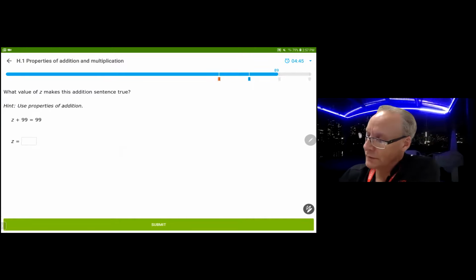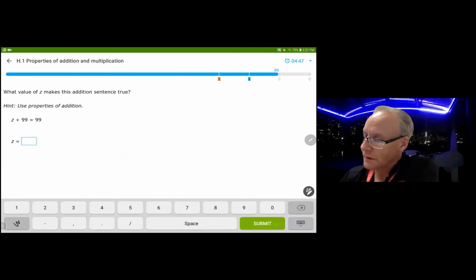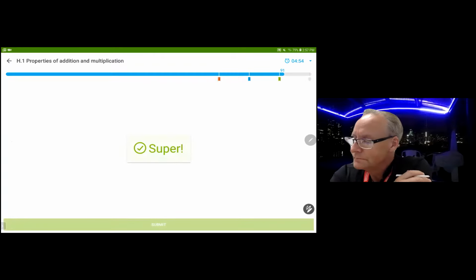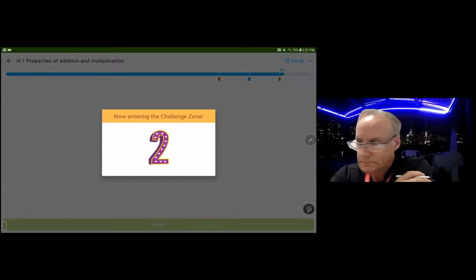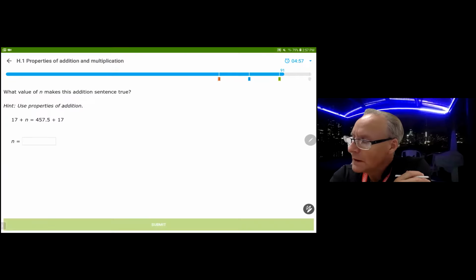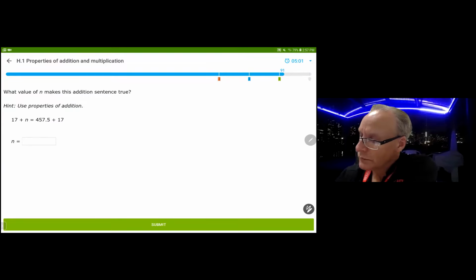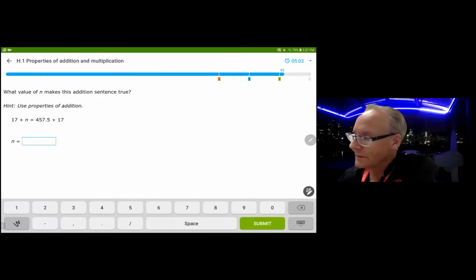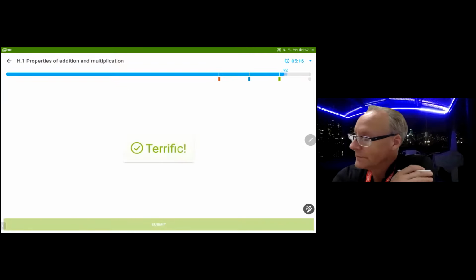In this one, it's 1. We're using 0. We're using the identity property of addition. And we're almost done. Good. In this one, we're using the commutative property of addition. That is 457.5. No need to go to all the trouble of adding the 17 and then subtracting it from both sides, of course.